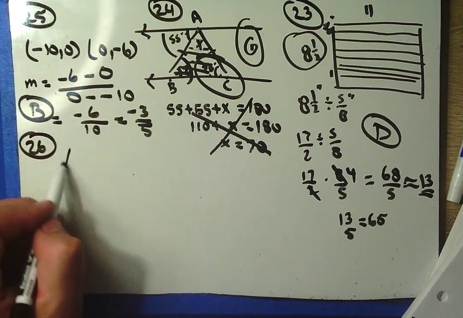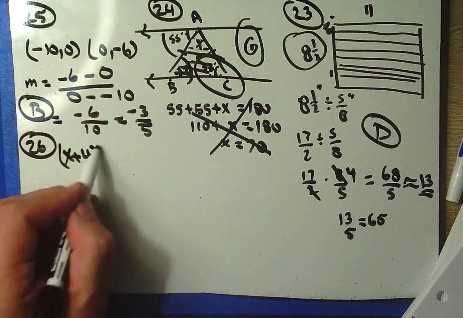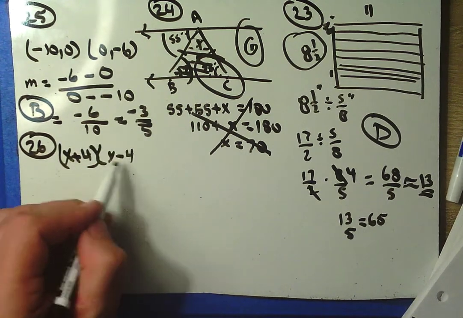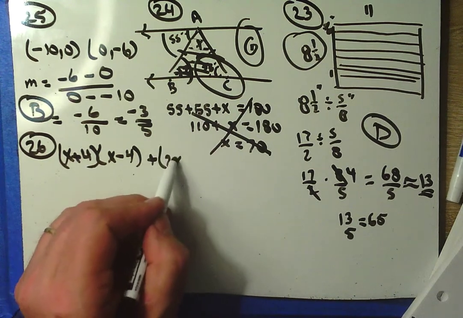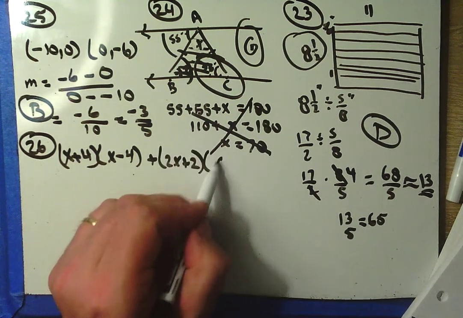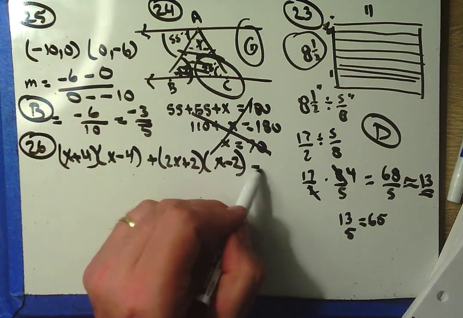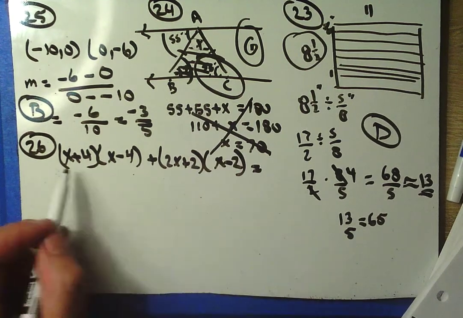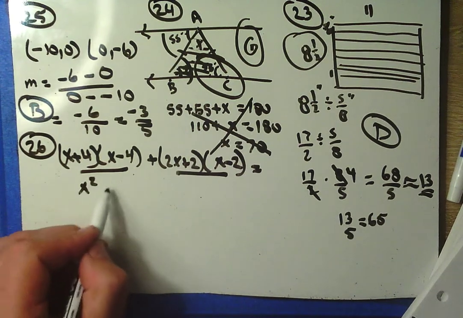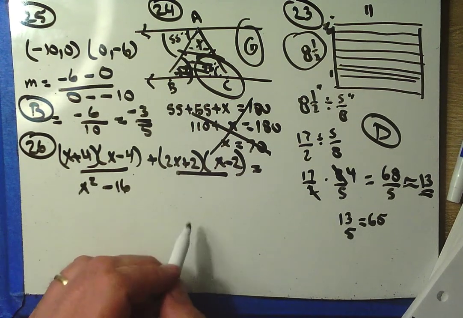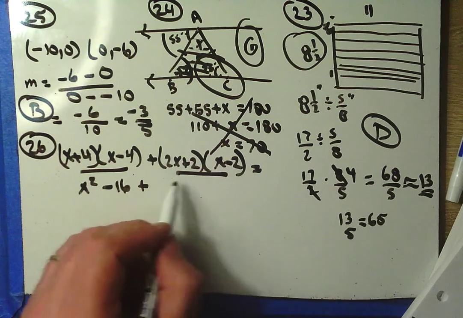For all x plus 4 times x minus 4, ooh, look, a difference of squares, plus 2x plus 2, x minus 2 equals what? Well, they just want me to FOIL and combine like terms. So here we have x squared minus 16. Here we have a little more FOILing to do.